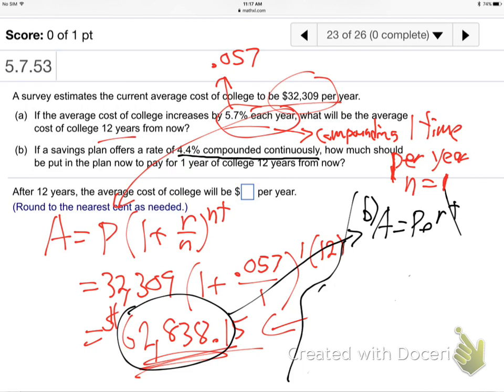So the amount again is 62,838.15. The principal is what we're trying to find. The rate is 0.044. And the time, 12 years from now. So everybody see what I did there? Is that okay?